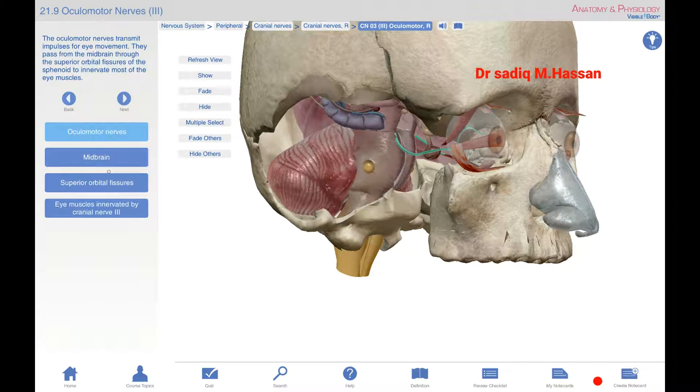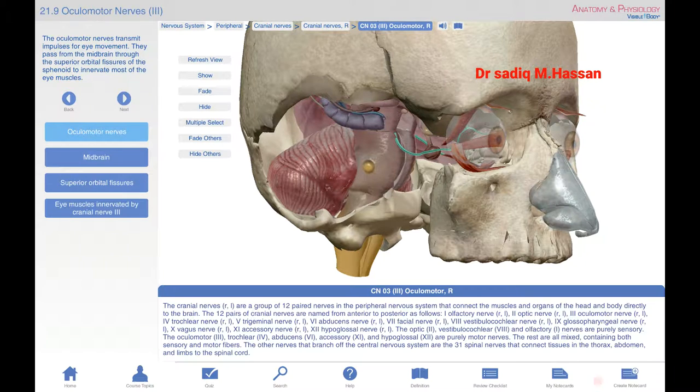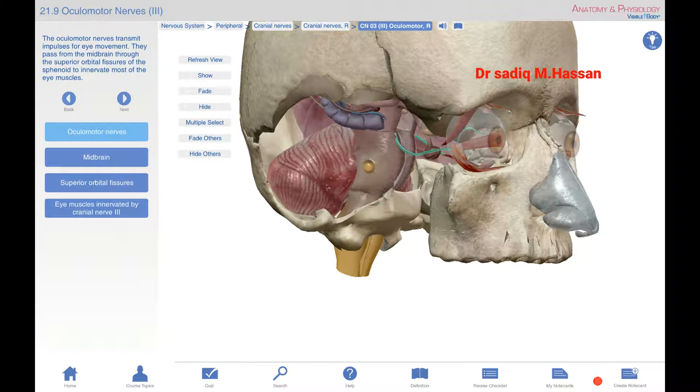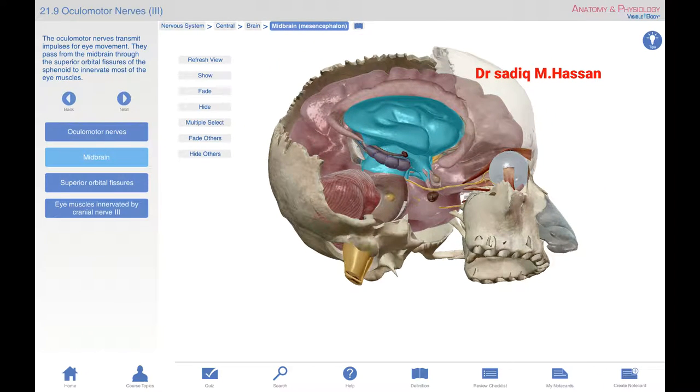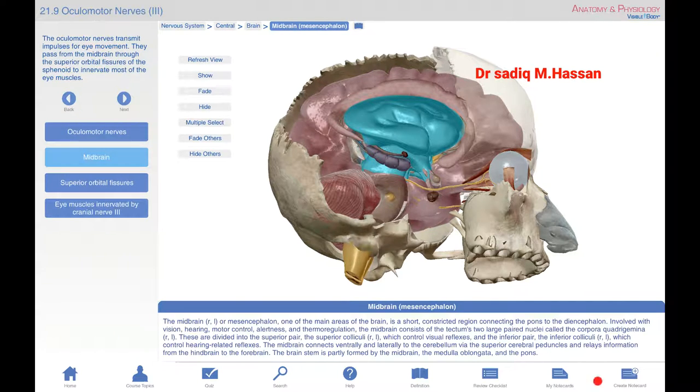So that is the oculomotor nerve, and this is the midbrain, because it goes into the midbrain. All this structure is the midbrain. The midbrain, or mesencephalon, is one of the areas of the brain, a short constricted region connecting the pons to the diencephalon, involved with vision, hearing, motor control, and alertness. This is the hypothalamus, you see.